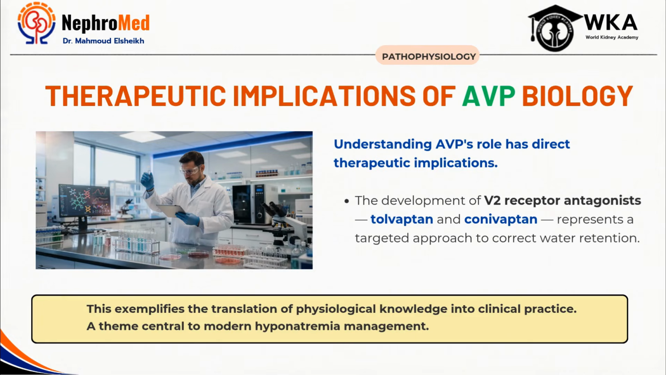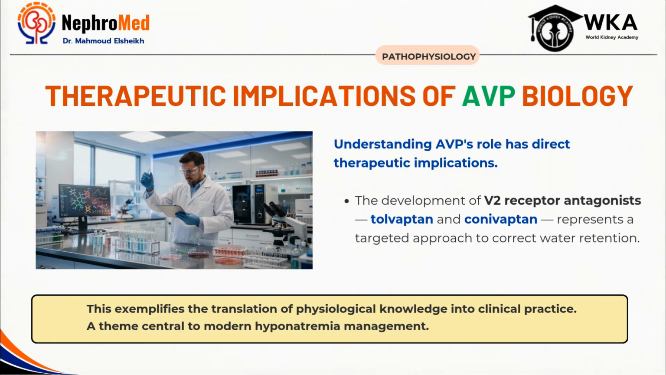Once you understand the biology of AVP, that knowledge completely changes the way we think about treating certain forms of hyponatremia. Because if excessive vasopressin activity is driving free water retention, then targeting that pathway therapeutically makes perfect sense. And that's exactly where the V2 receptor antagonists, or the vaptans, come in. Agents like tolvaptan and conivaptan work by blocking AVP activity at the renal collecting duct, promoting free water excretion without significant sodium loss, a process we call aquaresis. So instead of simply adding sodium, we are actually correcting the underlying water imbalance itself.